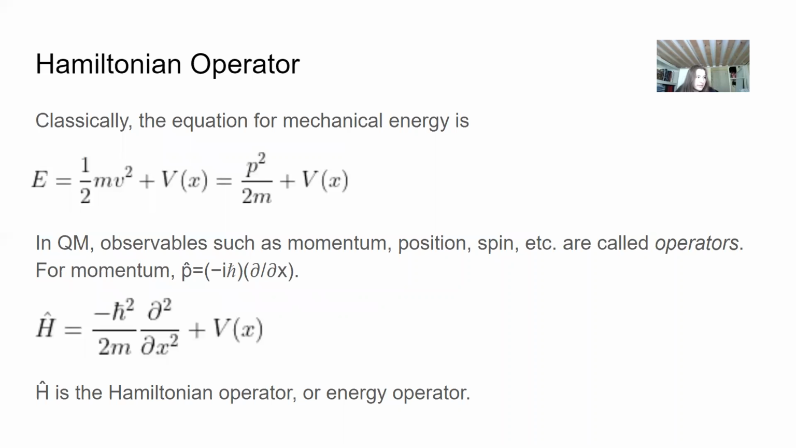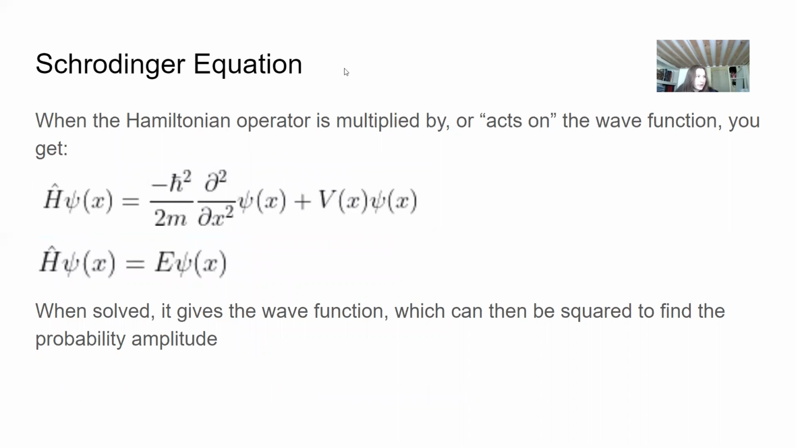If we plug this operator value of momentum into the above equation, we get the Hamiltonian operator, where H hat equals negative h bar squared over 2m del squared del x squared plus V of x. This is the Hamiltonian operator, or the energy operator. Now we can get to the Schrodinger equation. When the Hamiltonian operator acts on the wave function, you get H hat psi of x equals negative h bar squared over 2m del squared del x squared psi of x plus V of x times psi of x, or more simply, H hat psi of x equals E psi of x.